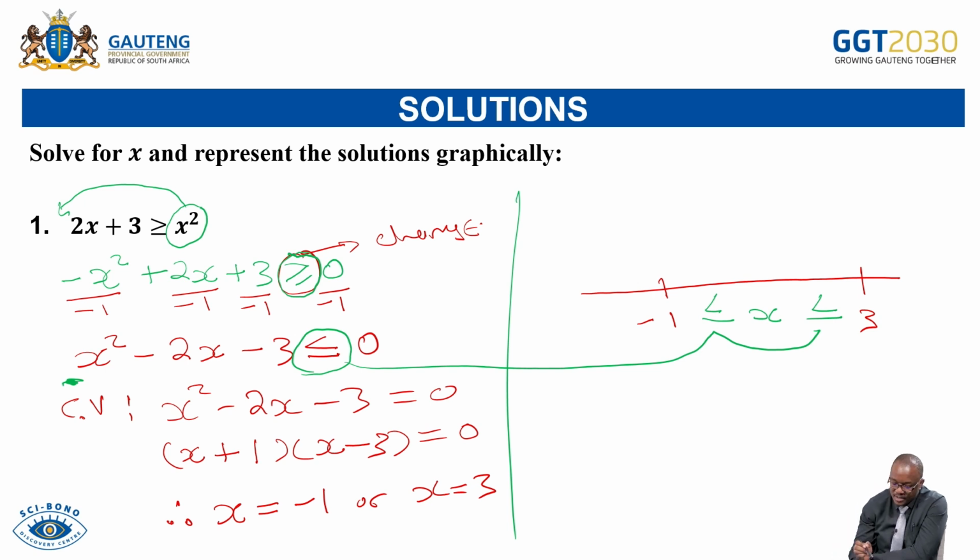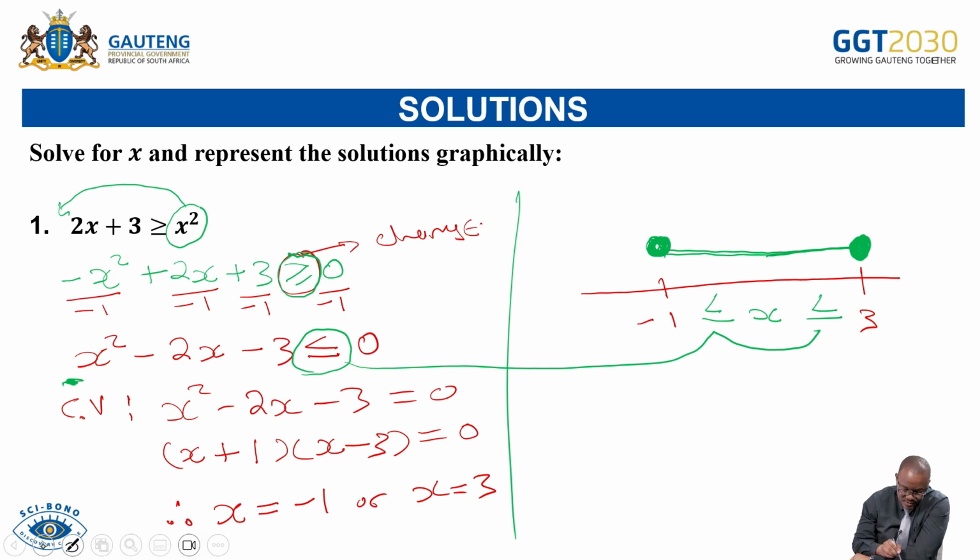Correct? Then what will happen there is that we are going to have negative 1, that is included, and 3, that is included, and then x is less than and x is greater than. So that's how we are going to solve that particular question. So you represent it graphically like that. So it's as easy as ABC. There is no challenge there.